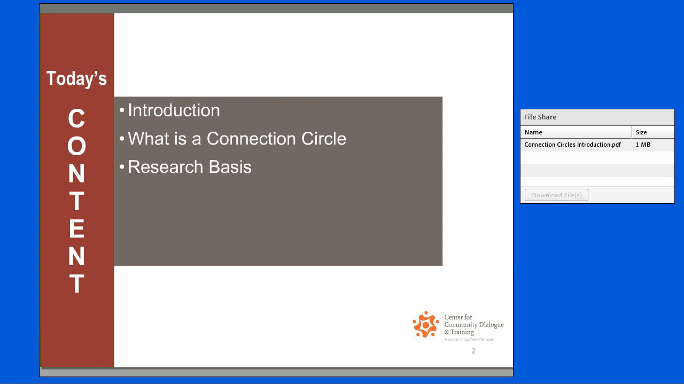This includes some of the feedback that we have gotten about the value of Connection Circles from staff, facilitators, and youth. Then we're going to look at some of the research that supports using dialogue circles as an effective way to teach communication and conflict resolution skills. Next, we'll review a summary of findings from our 2-year pilot project.